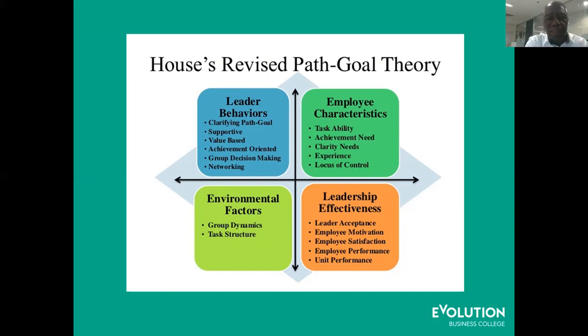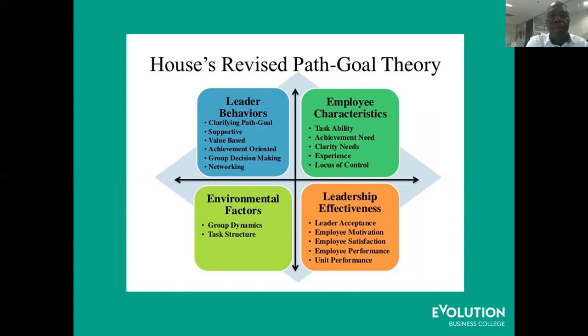The employee characteristics are task ability, achievement need, clarity needs, experience, and locus of control. So these are the employee characteristics. House is saying, when you look at this theory, you're going to create a path to achieve a goal. So this is path goal theory. That means the path that leads to the success or the achievement of those goals.